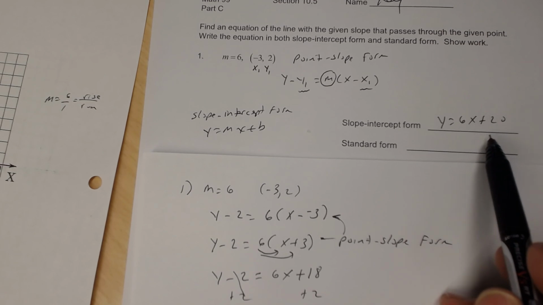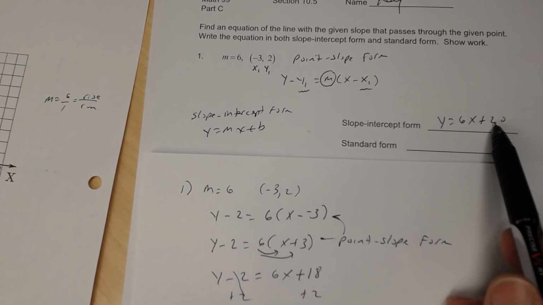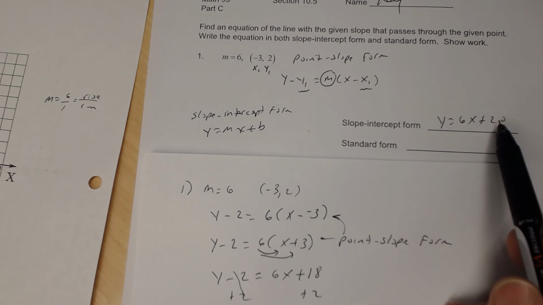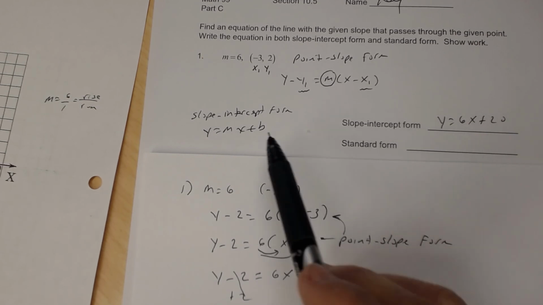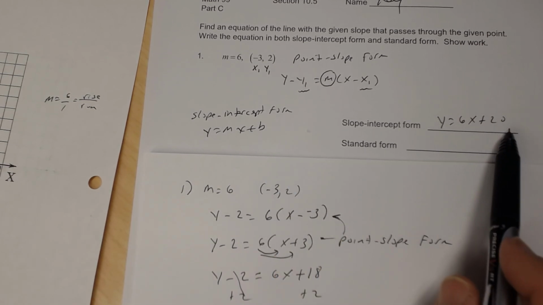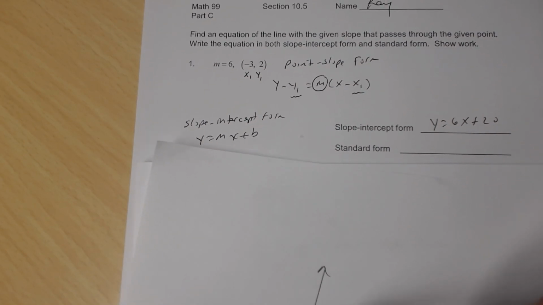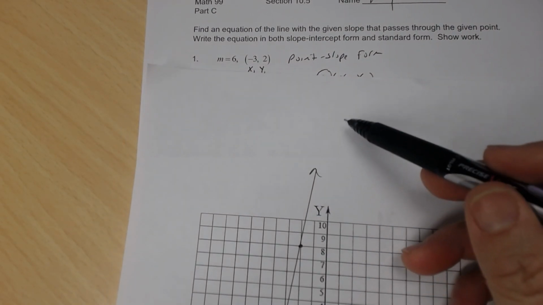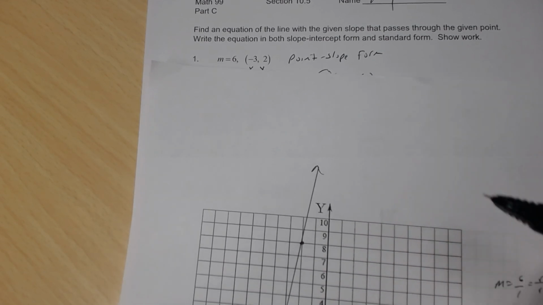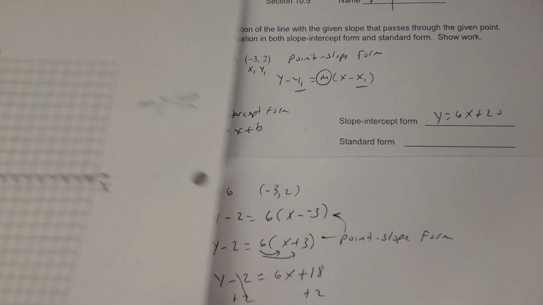That means that if you were to actually graph this, you would notice that the graph would cross the y-axis. Remember, that's the y-intercept. y equals mx plus b, where b is the y-intercept. It would cross the y-axis at 20. So if I were to extend this further, it would actually cross the y-axis at 20. Okay? All right.